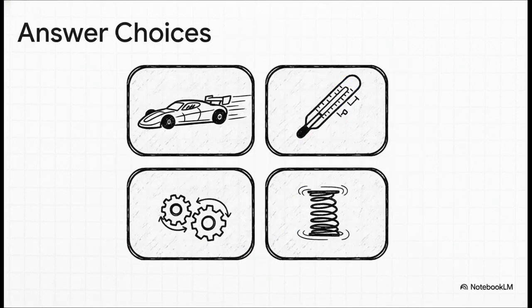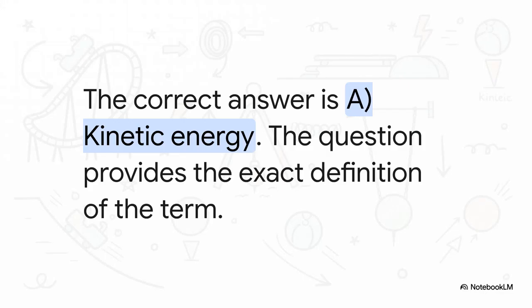All right, let's walk through our options here. We see our two main players, kinetic and potential. But what about the other two? Well, B, thermal energy, that's just about heat. And C, mechanical energy, that's actually the total energy in a system. The question is laser-focused on energy just from motion. And if you chose A, kinetic energy, you are absolutely spot on. That's a direct textbook definition.